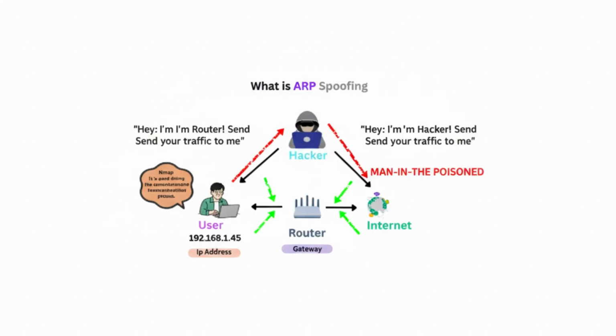Now, look at the red arrows. All traffic is being redirected through the attacker's machine. He is now the man in the middle, seeing everything you do. By simply disabling port forwarding, the attacker stops the data from reaching the internet. The user is still connected to Wi-Fi, but their internet is dead. This is how a kill switch works.